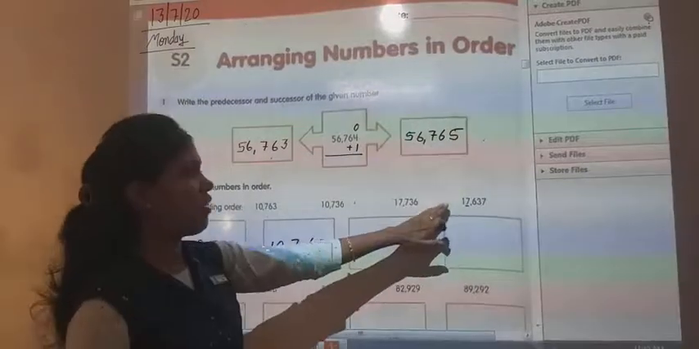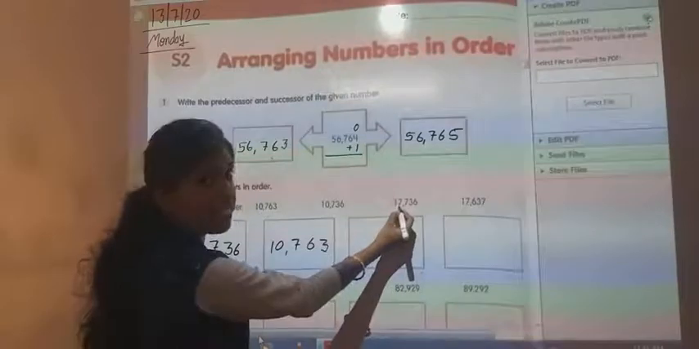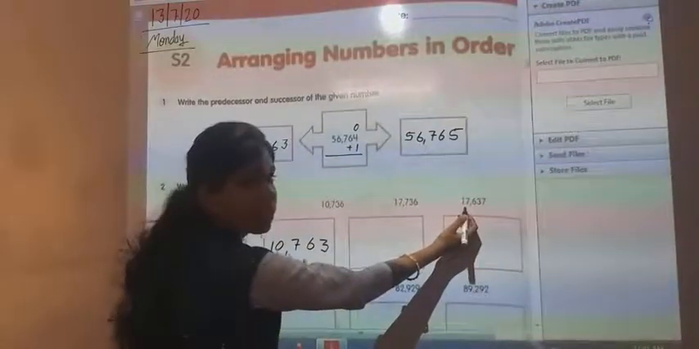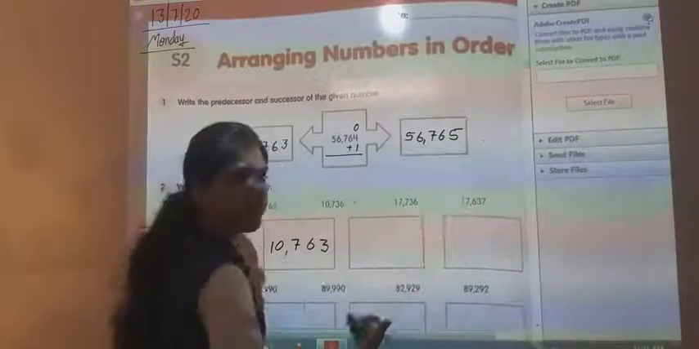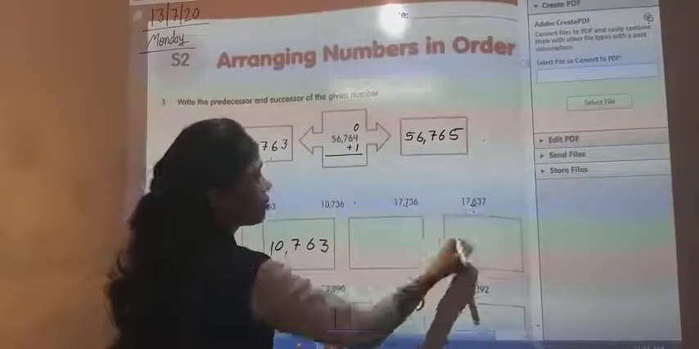Next we have the 1,000s place, and in the first number we have 7, and in the second number we also have 7. Okay, both numbers are equal. So we will come to the next place.